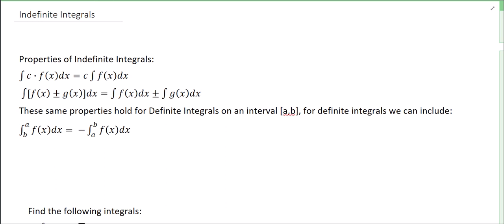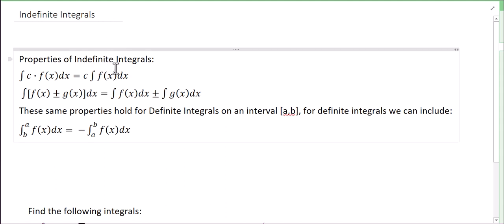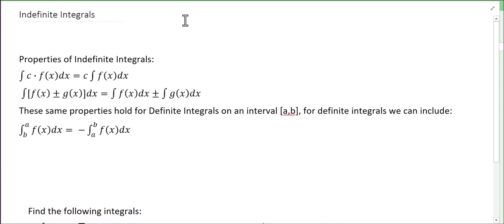Hey everyone, in this video we're going to go over the concept of indefinite integrals, and we'll also do some definite ones. We're just going to do a bunch of examples to get really familiar with how to find definite and indefinite integrals. So first, the properties. The properties of indefinite integrals, and actually the first two also work for definite integrals.